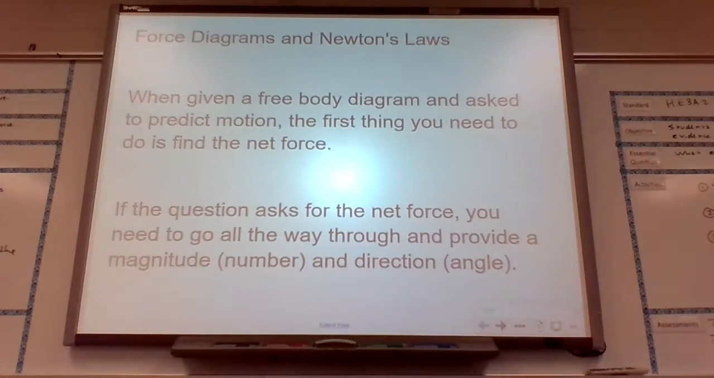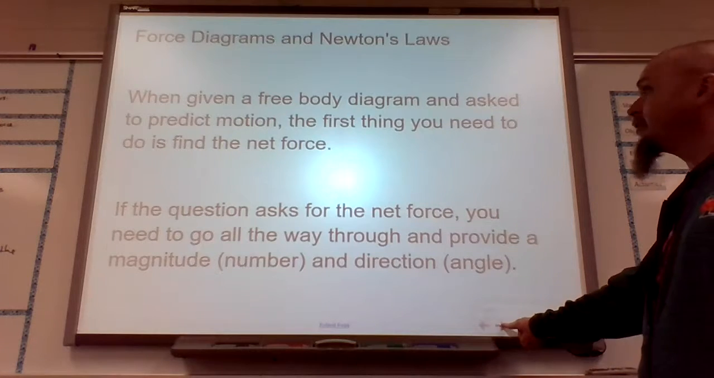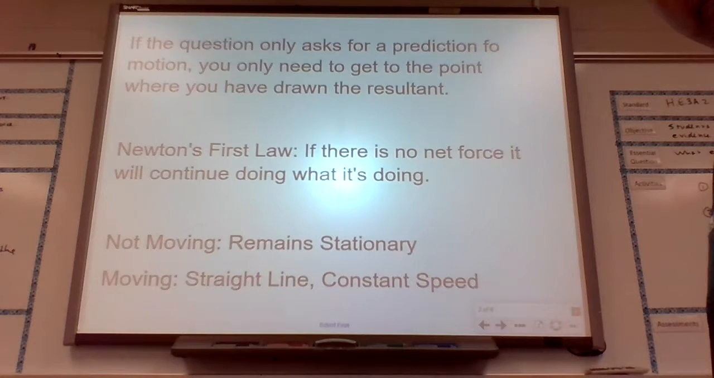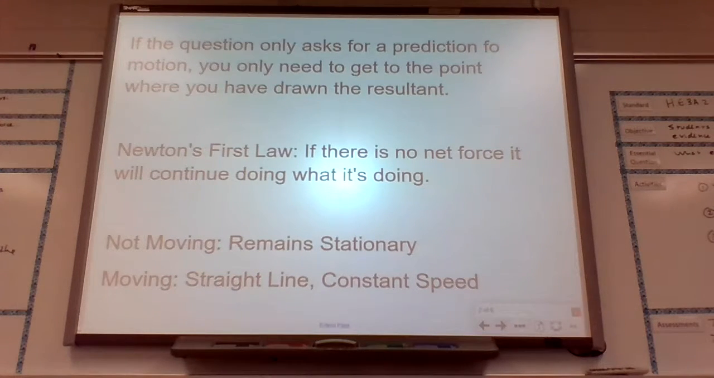If all I'm asking you to do is to predict the future motion of the object, what's going to happen to the motion of the object, and I don't ask you for the net force, then you don't have to go quite as far. You have to get as far as drawing the triangle at the end, taking your vertical component and your horizontal component and looking at what the hypotenuse looks like, and then just based on the shape of that hypotenuse, you should be able to make some kind of prediction about what's going to happen to your object.